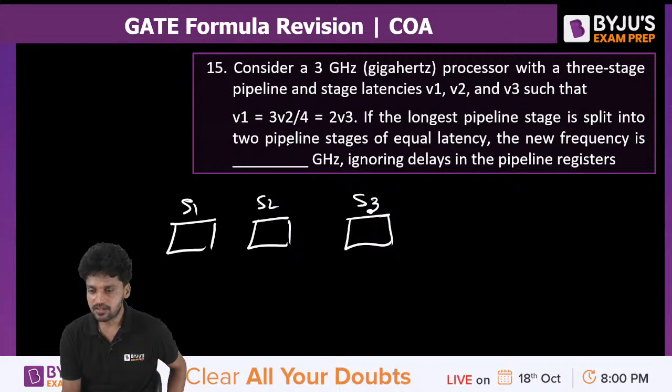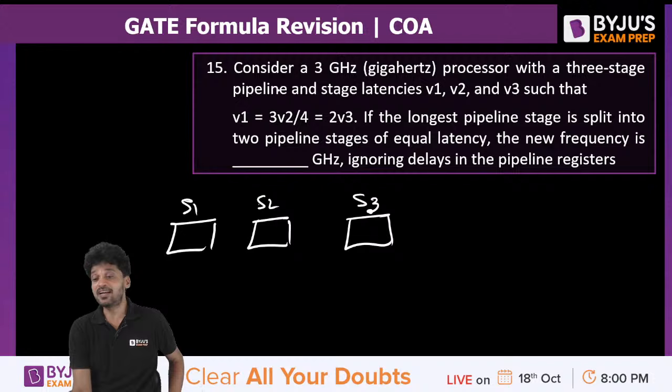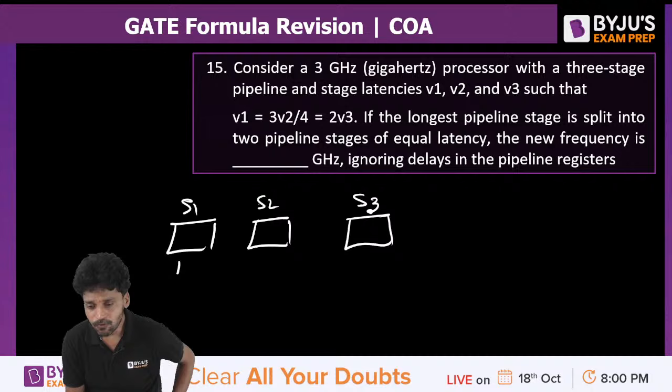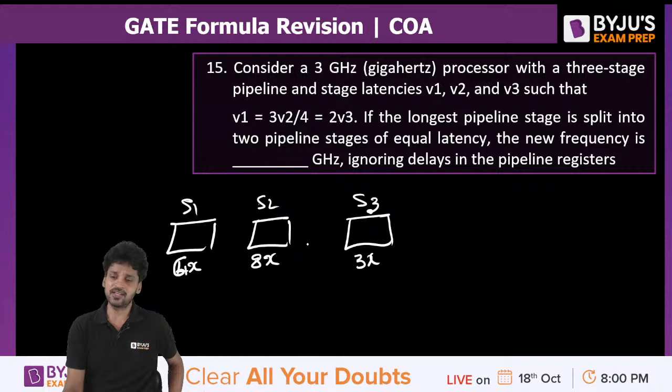V1, 3V2 by 4, 2V3. Yes, understand. The delays of the pipeline stages are not directly given; rather, they are given in a relationship. So how are we going to interpret this relationship? V1, the first stage delay, is 3/4 of the second stage delay and double the third stage delay. If I draw the relationship, taking the LCM, it is 6x, 8x, 3x.